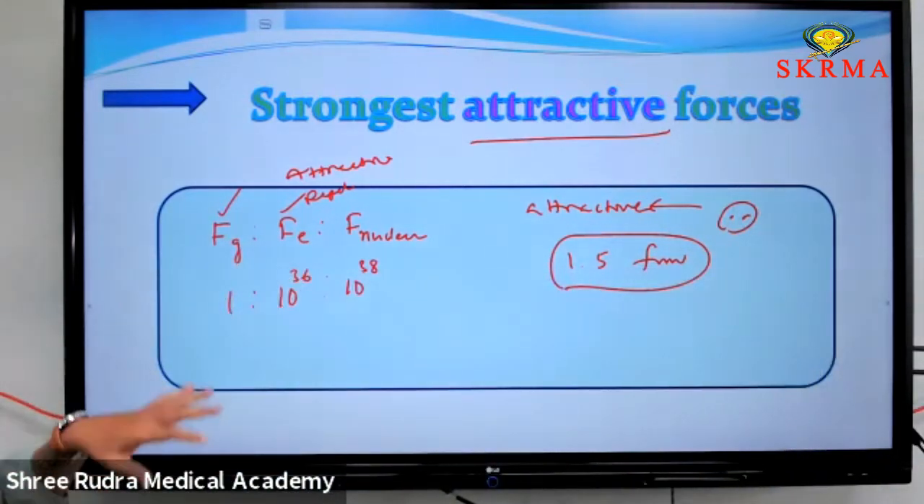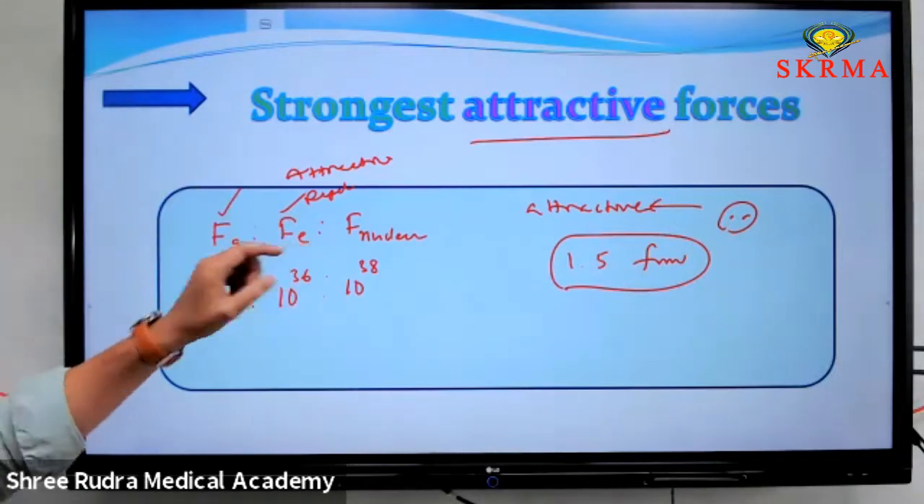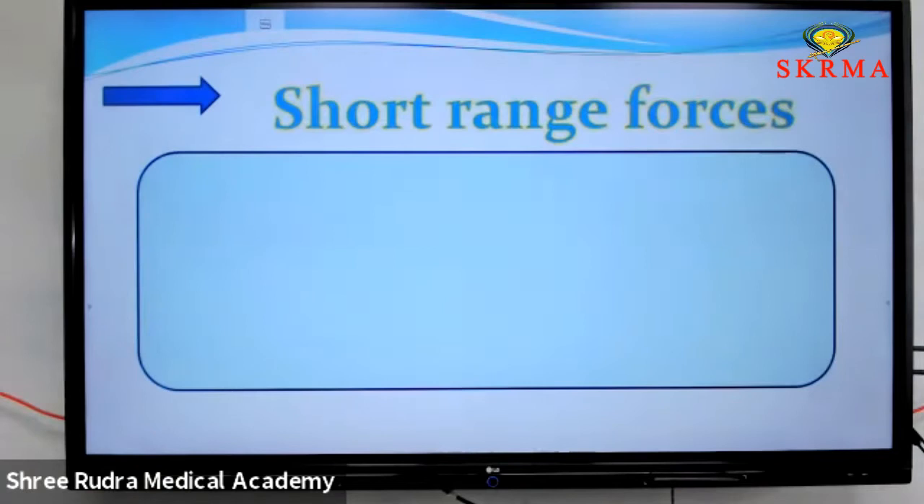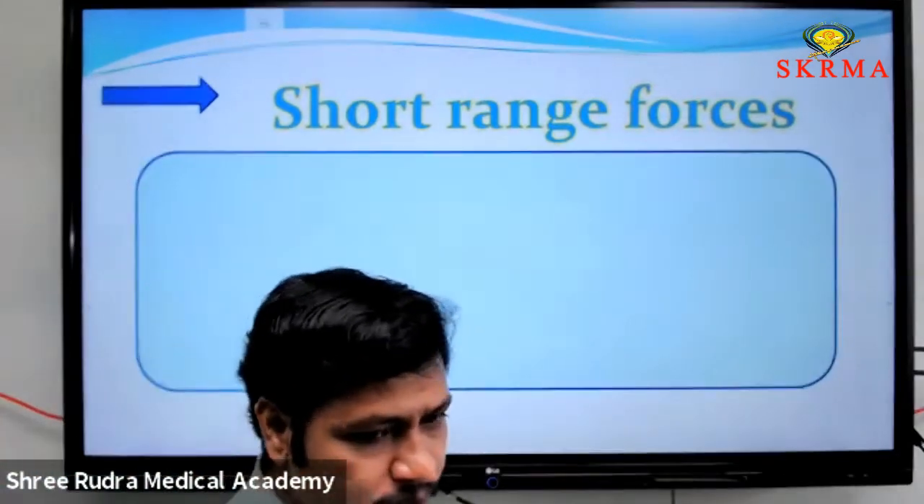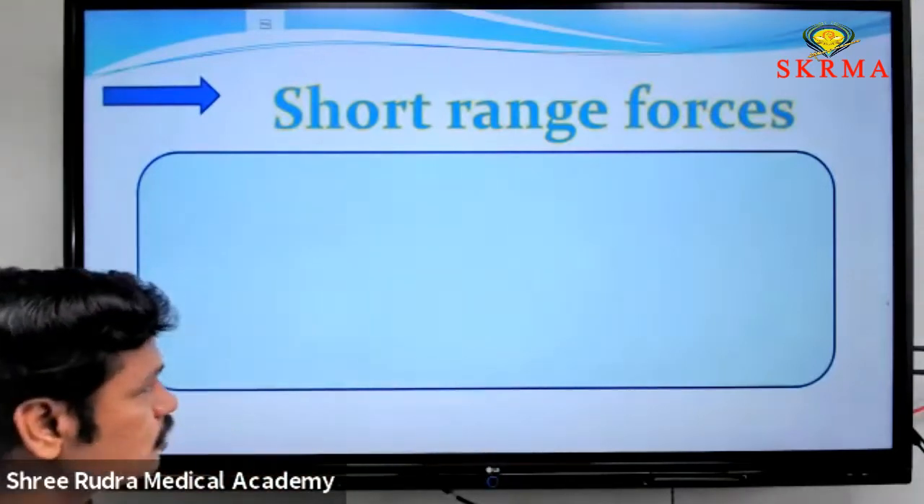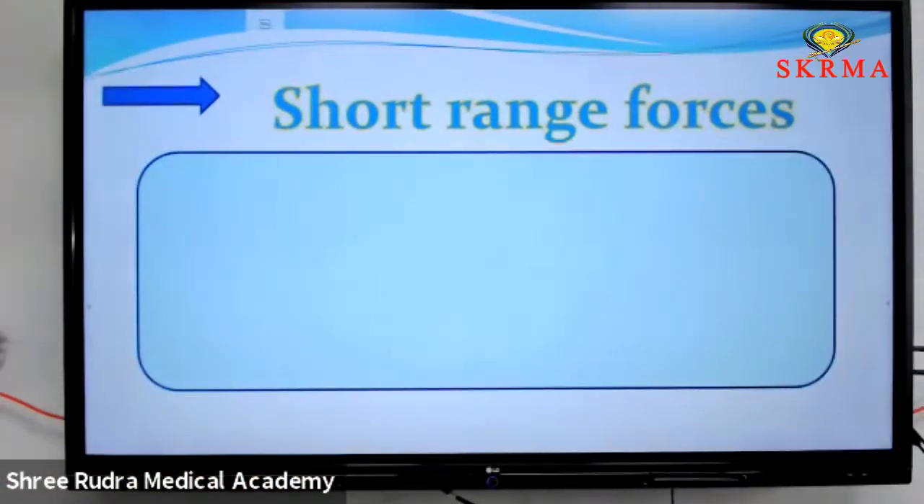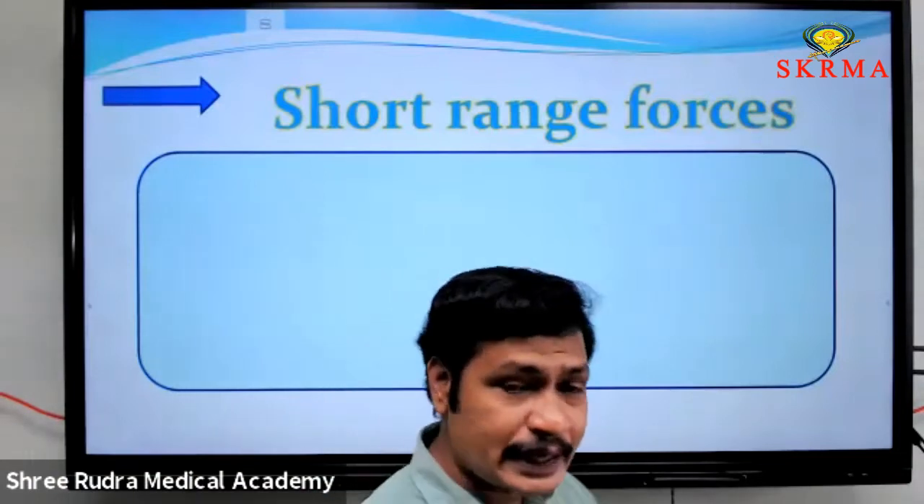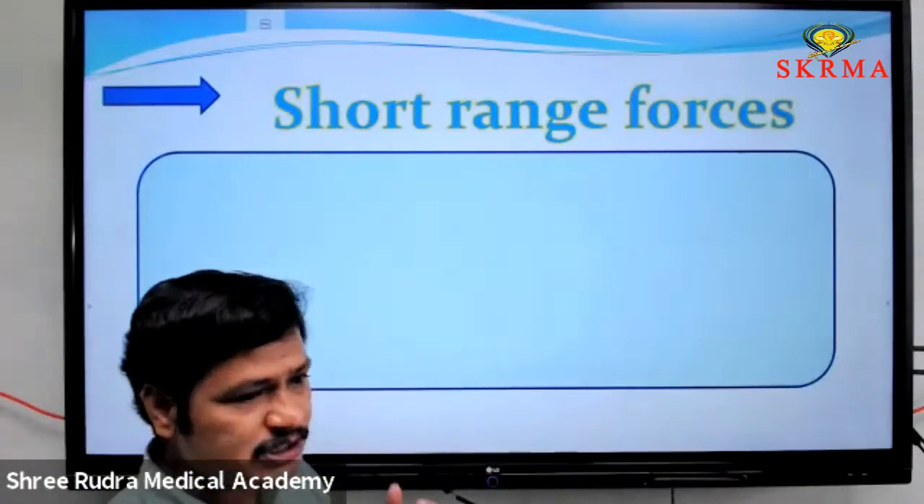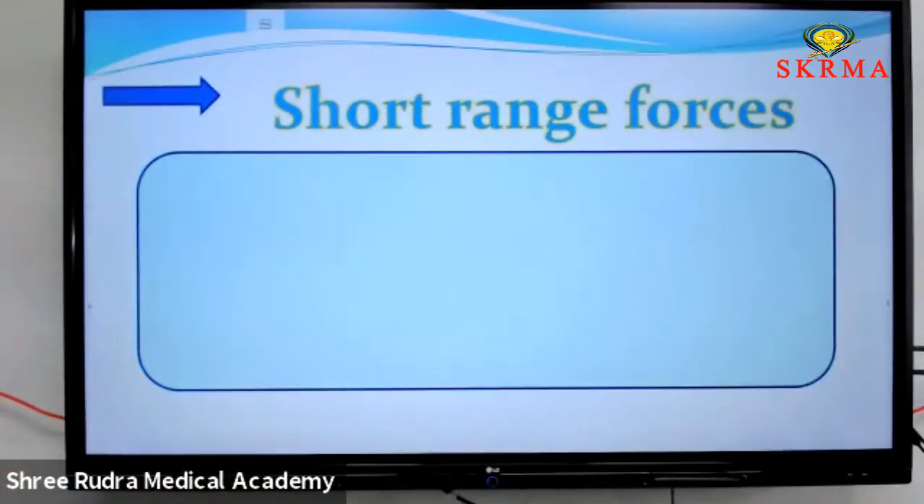This is one of the important properties: the force is strongest as well as attractive. Let's come to the next property, that is, these are short range forces. Suppose if you take gravity, that is a long range force. We can speak of the gravitational force between the planets as well as stars and different objects in our universe.